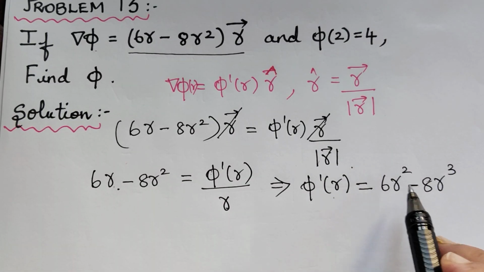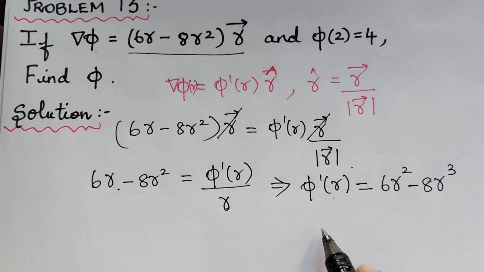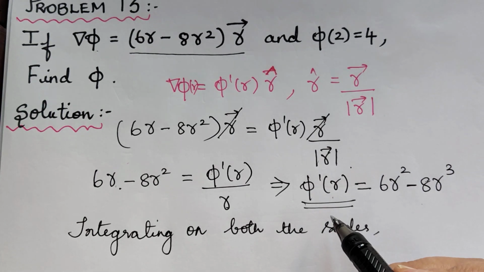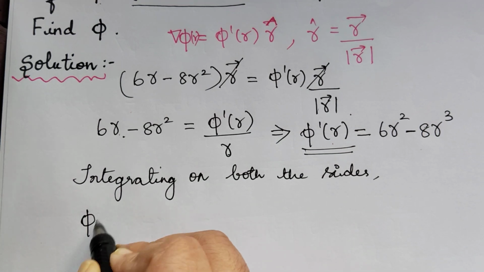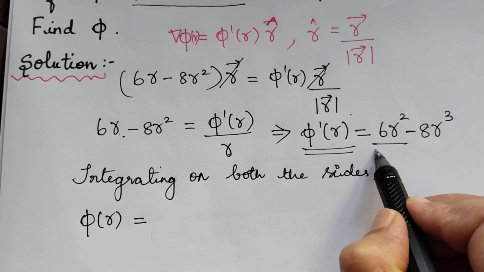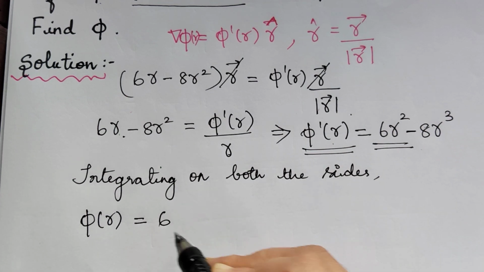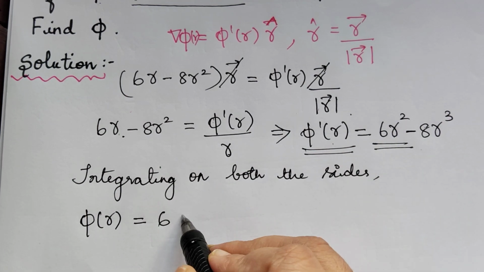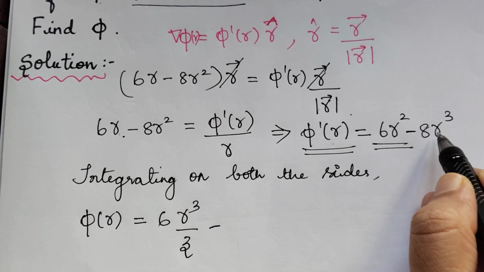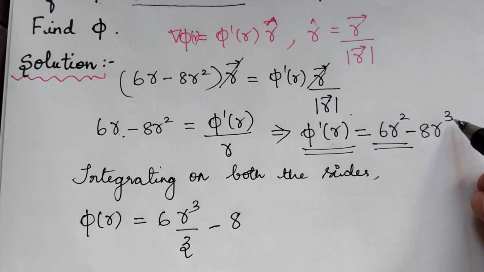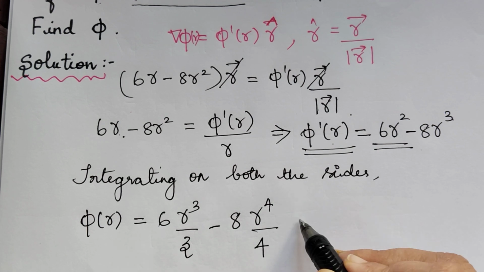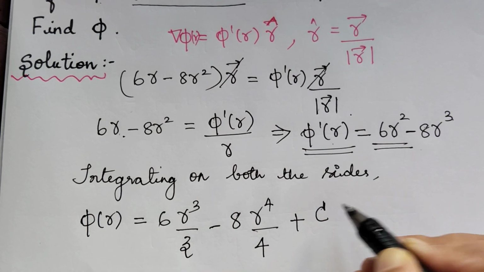Now we have to integrate on both sides in order to get phi of r. So on the left hand side, when phi dash of r is integrated, we get phi of r. And on the right, I will do the direct integration. When 6r squared is integrated, 6 is a constant and the integration of r squared is r cubed by 3, minus 8 will come as it is. What is the integration of r cubed? It is r to the power 4 divided by 4 plus a constant of integration c.